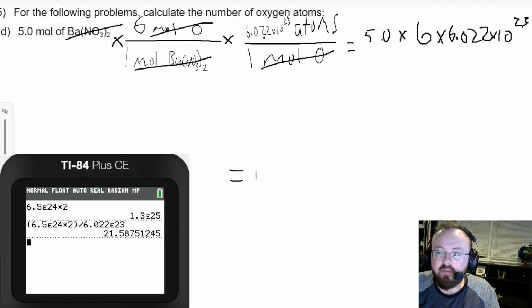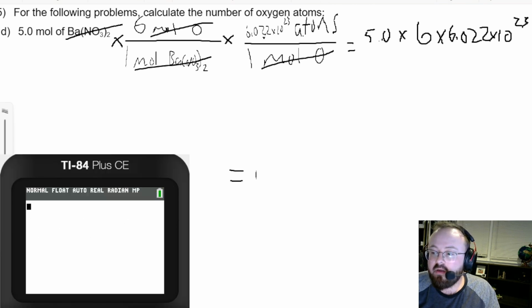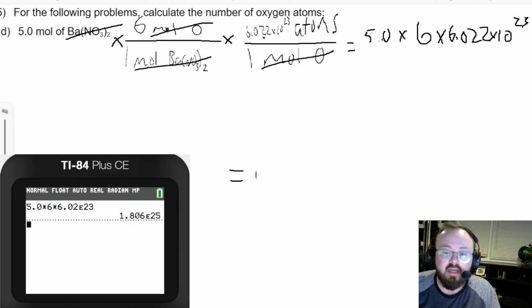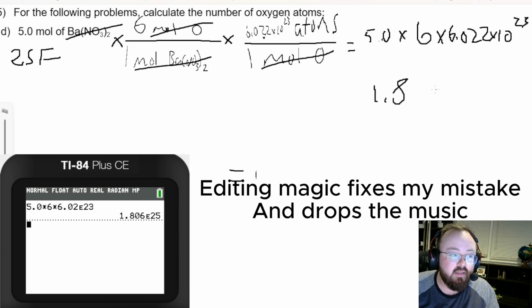And when I put this up on our calculator here, 5.0 times 6 times 6.022 times 10 to the 23rd, we get this as our answer. We have 2 significant figures. Just keeping track with this, 2 sig figs. So my final answer should be 1.8 times 10 to the 25th atoms of oxygen.